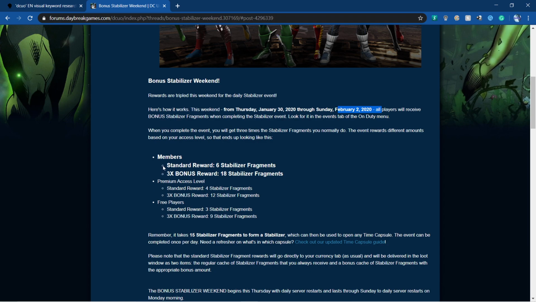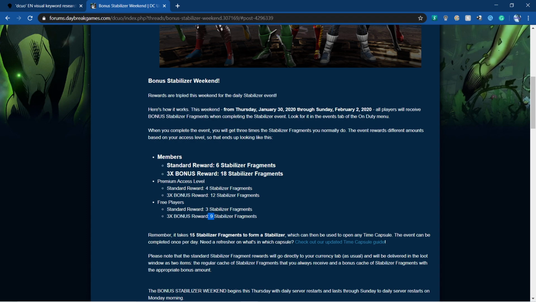If you're a legendary member, you get 6 every day, but now times 3, you will get 18. If you're a premium member, you get 4 every day, but now with the 3 times bonus, you will get 12. Then as a free member, you get 3 stabilizer fragments a day, but now with the bonus, you will get 9 in total.